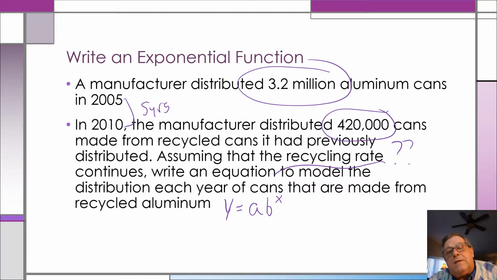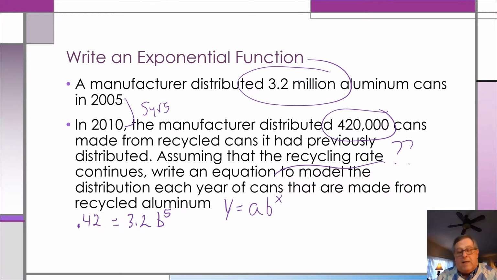I'm going to put all this in decimals in terms of millions, 3.2 million. So I'm going to say y is equal to 0.42, 420,000, and that's going to equal a, 3.2 million. 420,000 would be 0.42 million. Times b, which is what I'm trying to find, raised to the fifth power. So I'm trying to find b. I'm trying to find that rate.